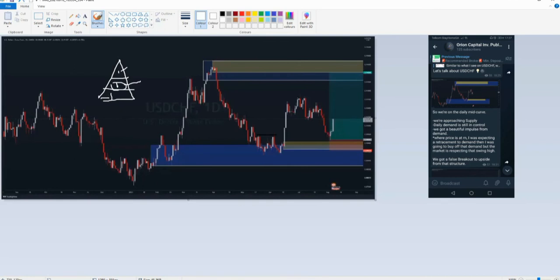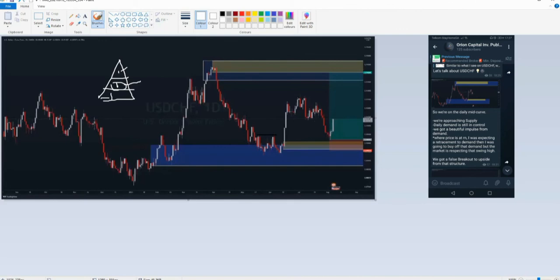Here, the levels highlighted in yellow represent my daily demand and supply areas, and this blue one represents my weekly. So I used my weekly as an intermediate time frame, and my daily as my entry time frame. That's why my stop loss was here, and my take profit is here. But when I was talking about profit margin, I was talking about profit margin on your entry time frame, not on your intermediate time frame.